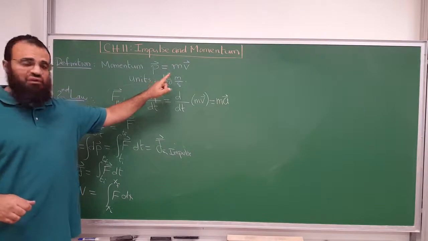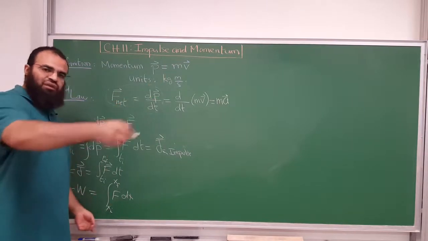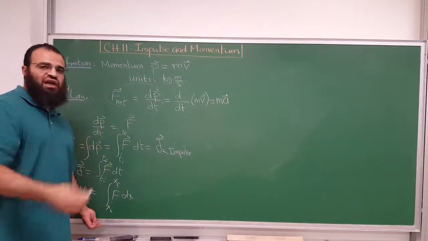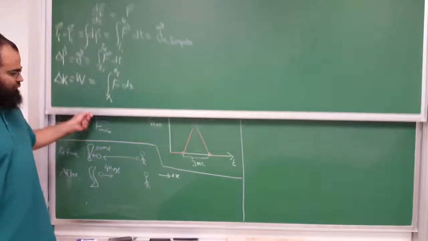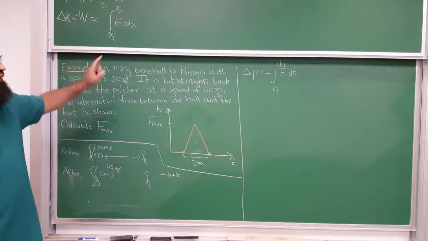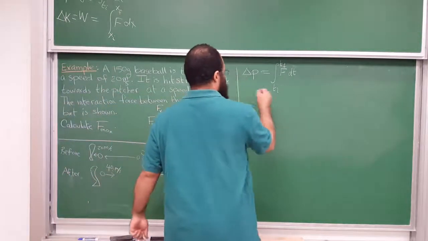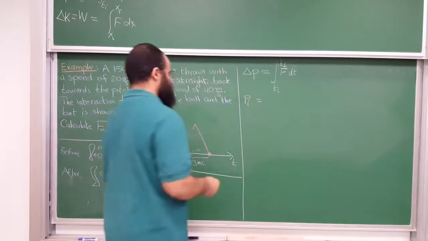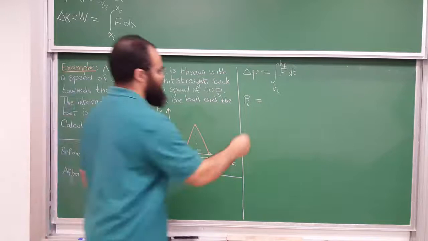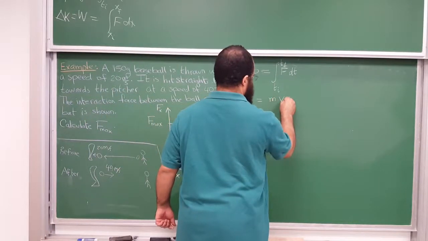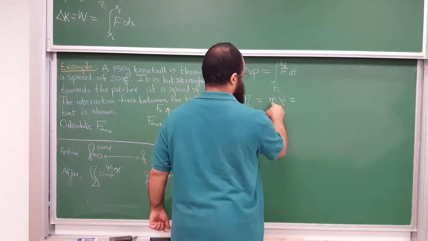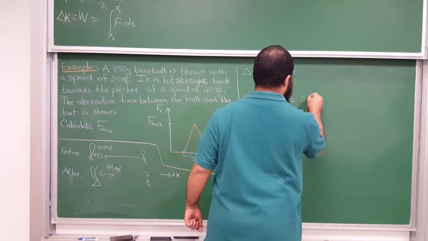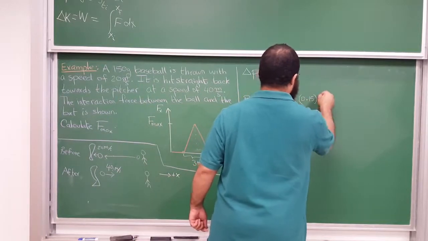And remember, it's a vector. Momentum is a vector. If you're talking just in one dimension, it's enough to use plus and minus signs. But if you're talking in two dimensions, you have to use i hat and j hat. We're talking about one dimension here. So I'm going to say that the initial momentum, P initial, is in the x direction, and it's the mass times the velocity at the beginning. The mass of the baseball is constant. It's 150 grams, so I would write 150 grams, which is 0.15 kilograms, times V initial.